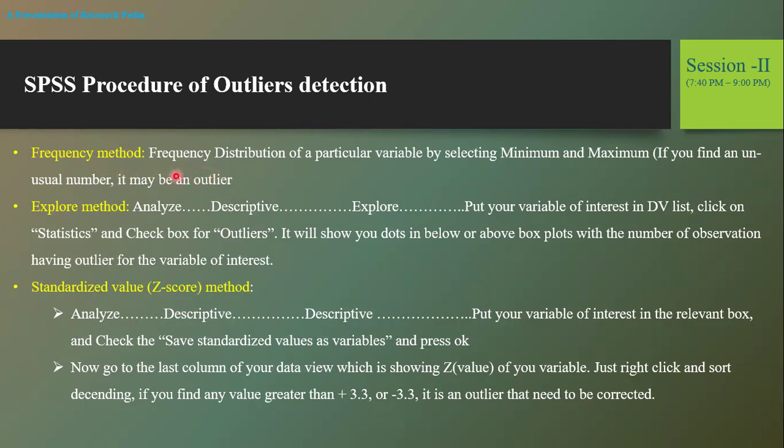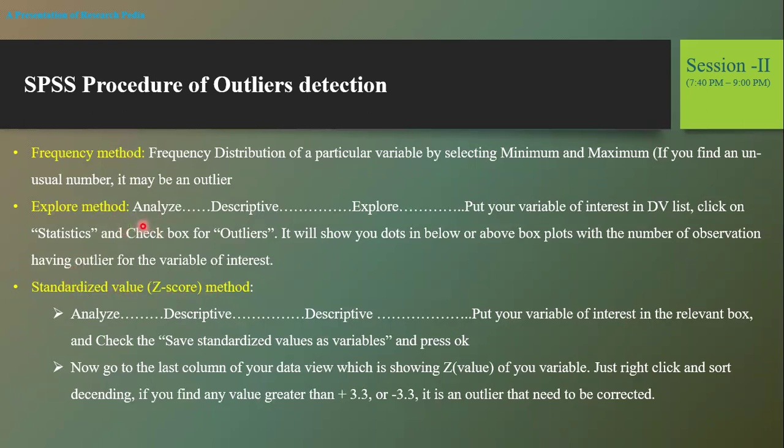It is a method that you can apply using descriptive statistics. So if you have your Likert scale variables or your Likert scales data or categorical data, and you want to find out the outliers, you can use the frequency method. In the other cases, and still with the categorical variable also, and with the continuous variable also, you can use the explore method or standardized value z score method.